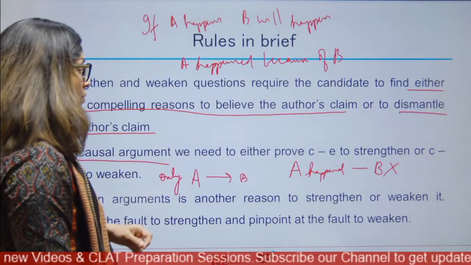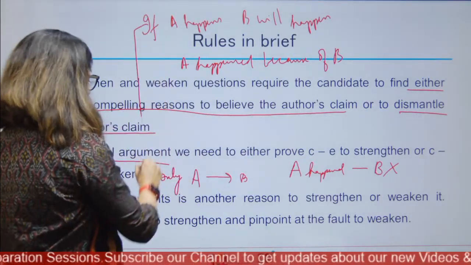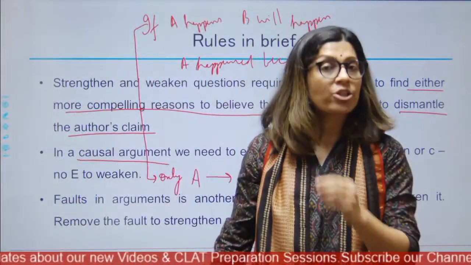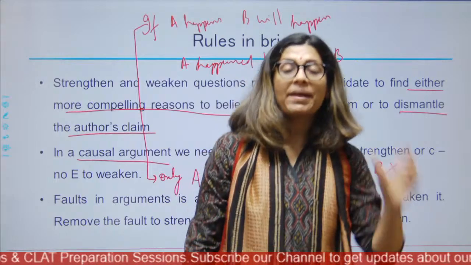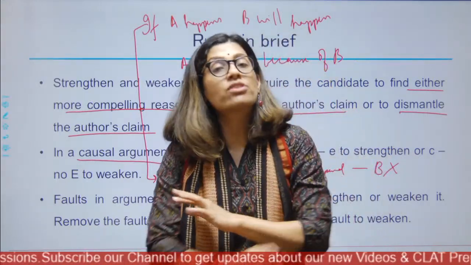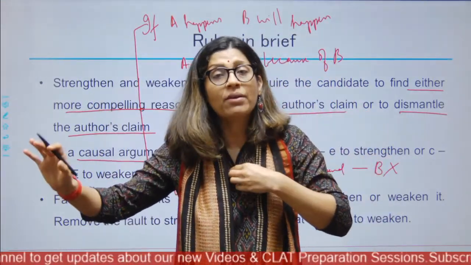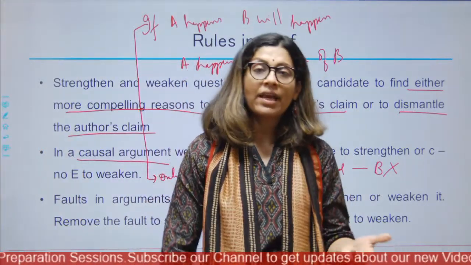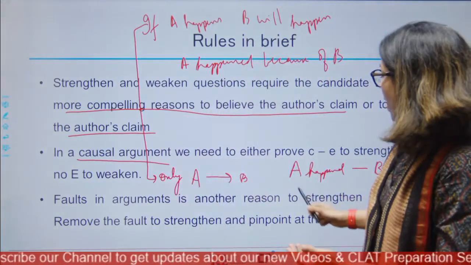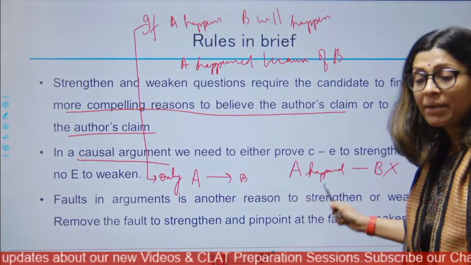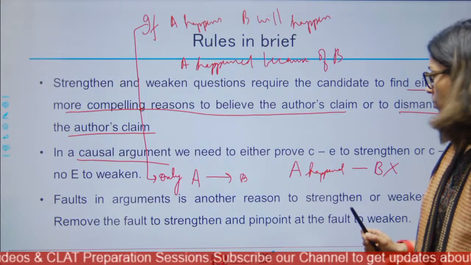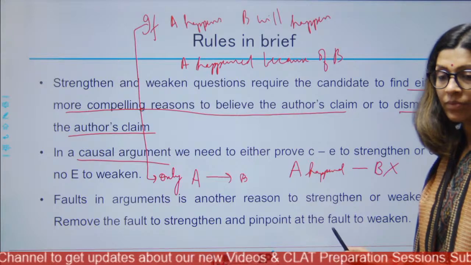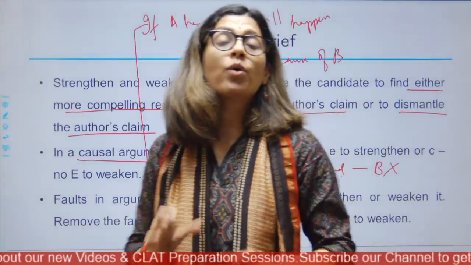Right? So, in strengthen, you have to say that yes, A leads to B. The best way will be to say only A leads to B. Now there is no doubt that whenever A happens, B will happen. Right? Or A always leads to B. That's another way of strengthening. In weaken, you have to show that yes, A happened, but B did not happen. Right? A happened, but B did not happen. So this is what you have to do in cause effect.